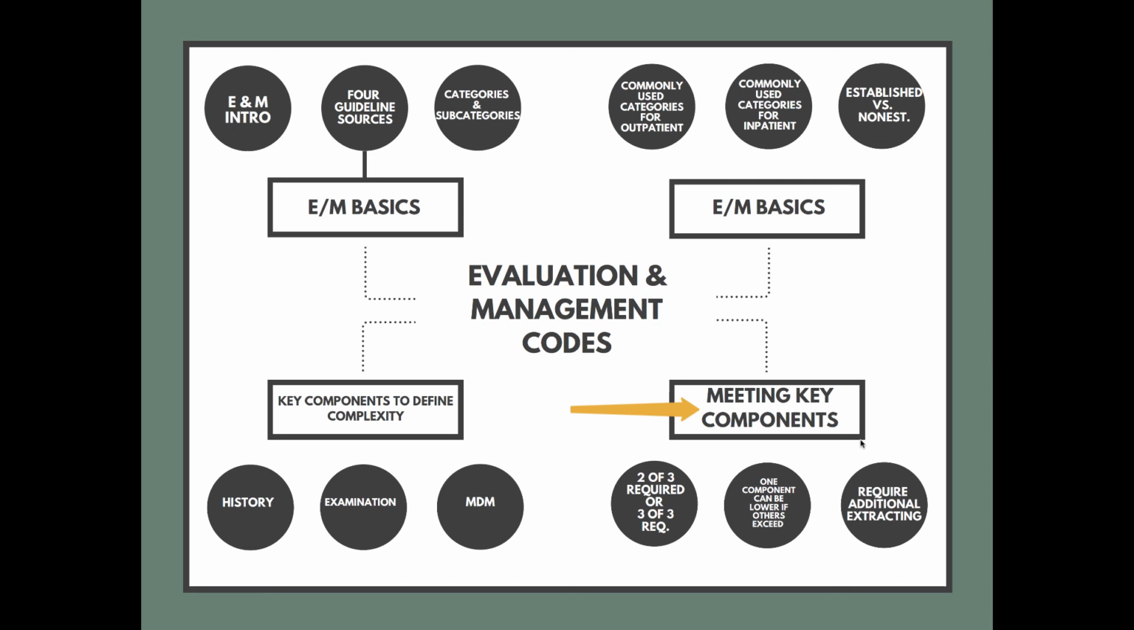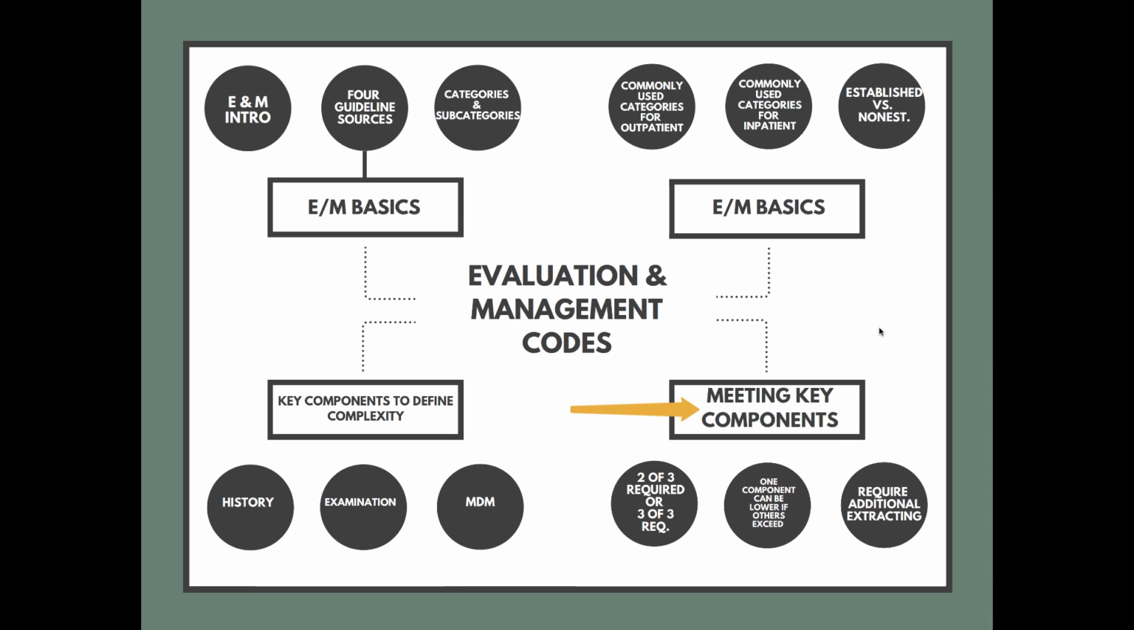The last bullets over here are the ways in which we need to meet those three key components: history, exam, and medical decision making. There are 8 E/M categories that define the level or complexity of service provided based on a set of 3 key components, like we just said: the history, the examination, and the medical decision making. Each of those key components can be performed at varying levels of complexity. So what you need to know is that when an E/M code requires 2 of the 3 components, one component in the medical record can be lower than one listed in the code description. However, two must meet or exceed the levels listed in the code description.